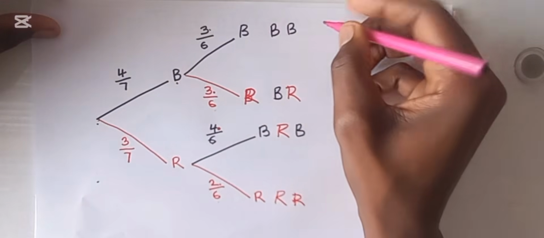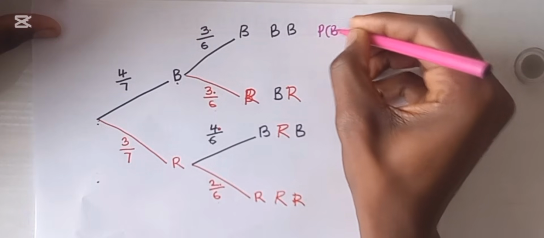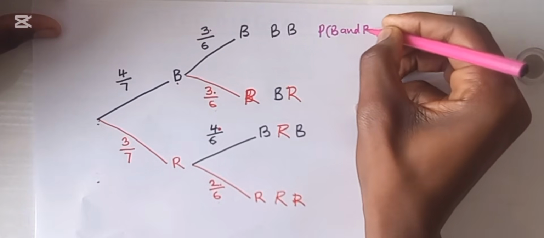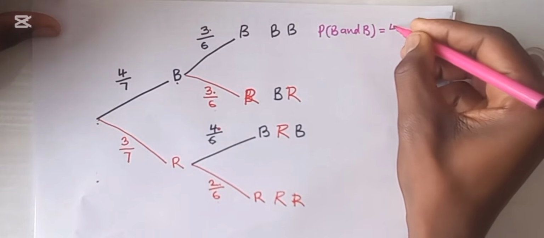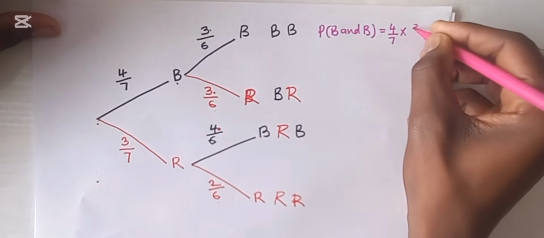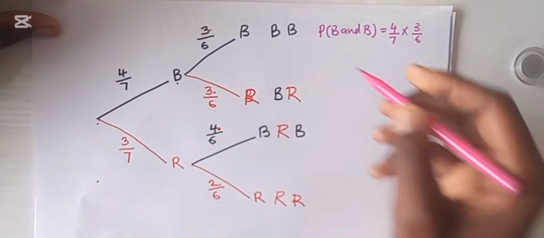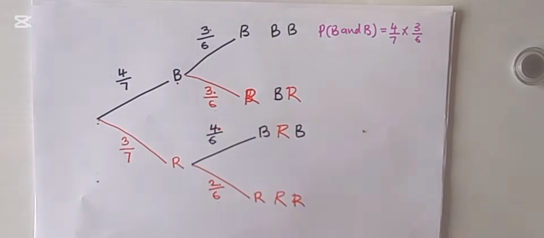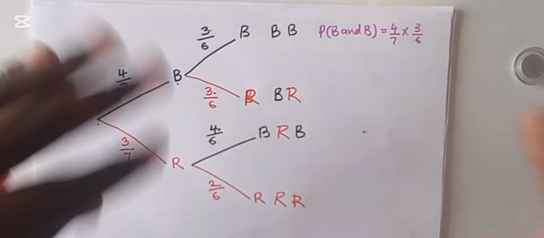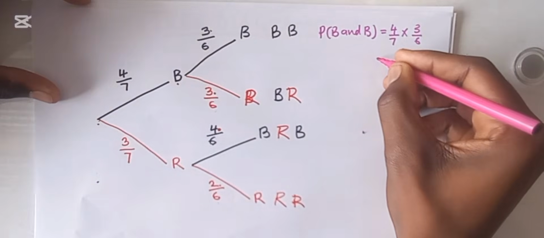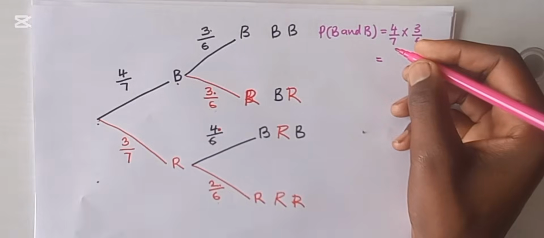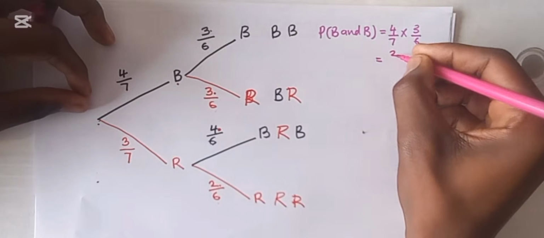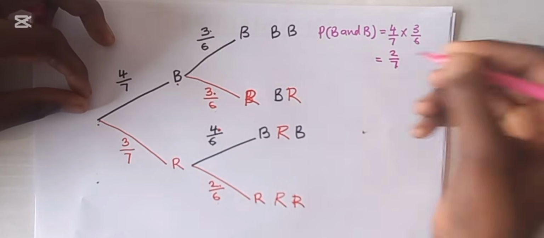It's going to be very, very easy and fast for us to answer the questions. So let's now calculate the probability of black and black. It's going to be 4 over 7 multiplied by 3 over 6. Remember, guys, when we talk about 'and', we multiply. That's something that you have to understand when we talk about tree diagrams. So when we multiply these two, we're going to get 2 over 7.